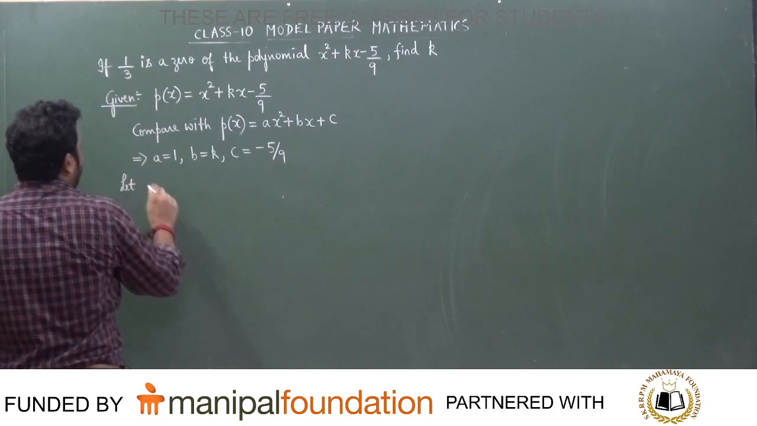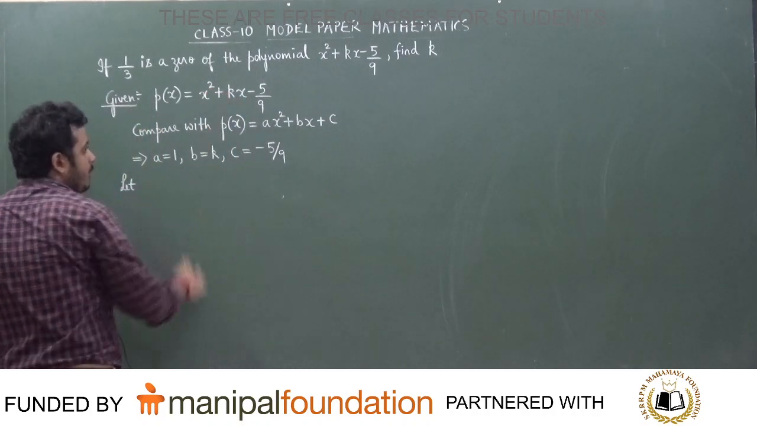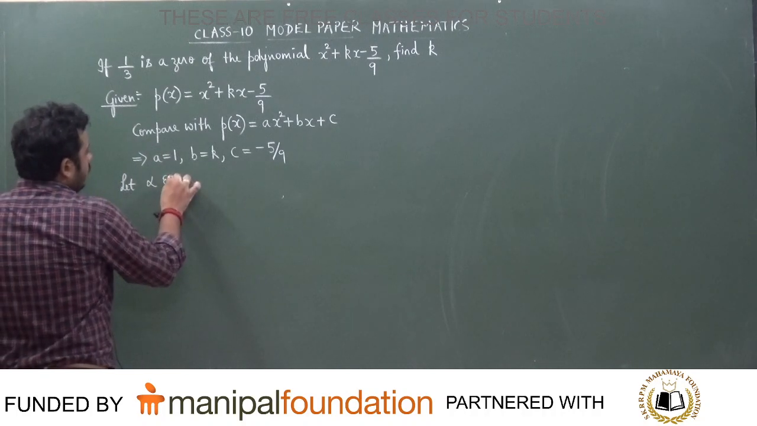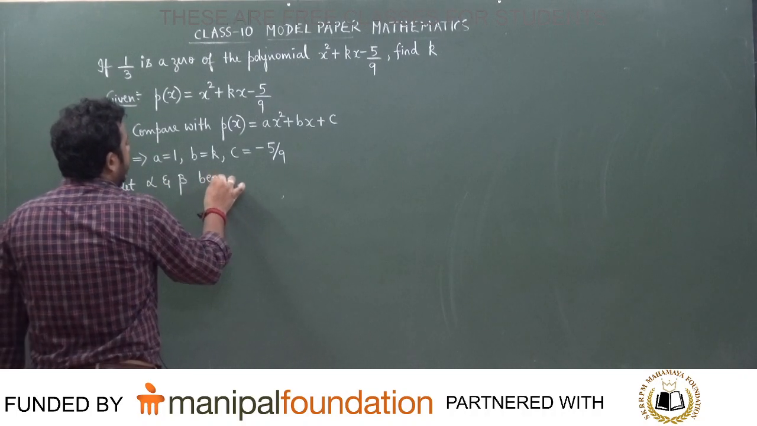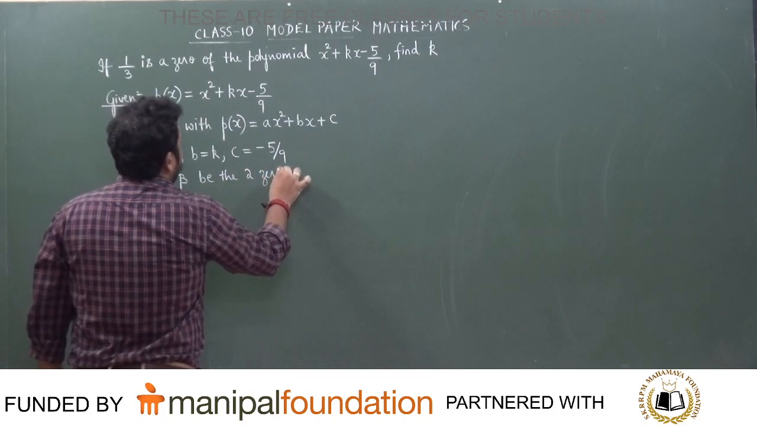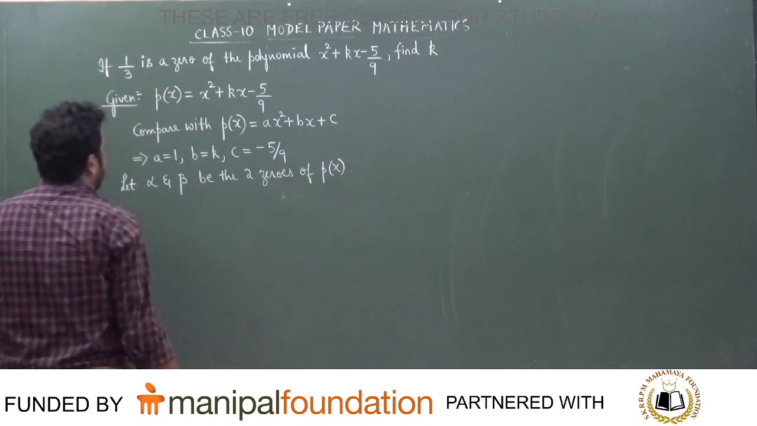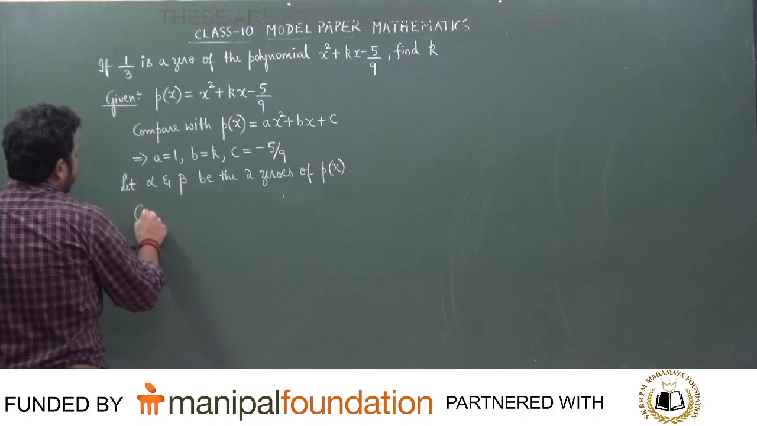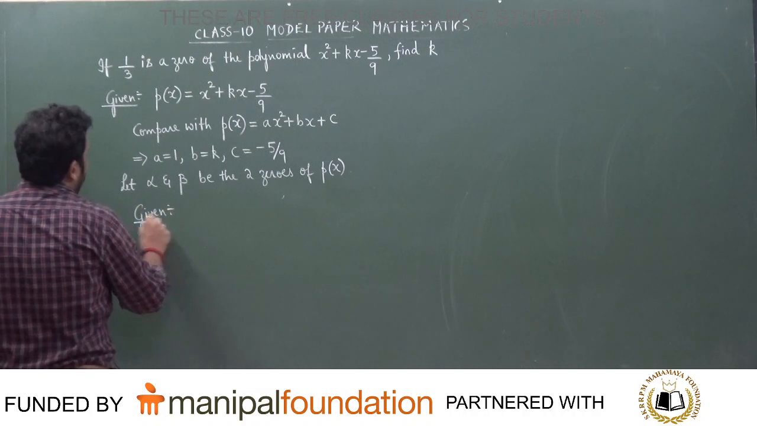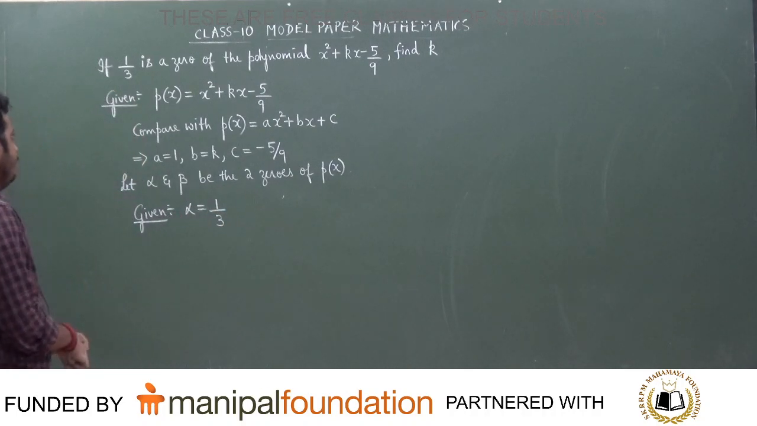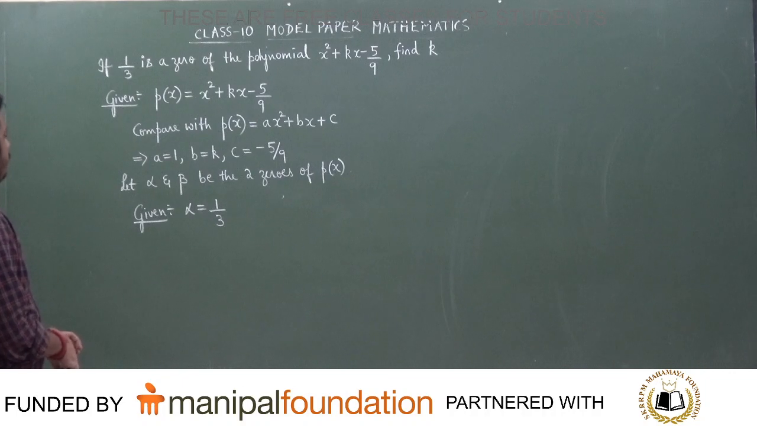Okay. So you tell me, what is the degree, students? 2, which means it's a quadratic polynomial. The degree will be equal to the number of zeros. So only 2 zeros will be there. Let alpha and beta be the 2 zeros of p of x. Now can you tell me, what is given in the problem here? Alpha is given in the problem as how much? 1 by 3. Correct or not? If 1 by 3 is a 0 of the polynomial, then the value of k is asked, right?